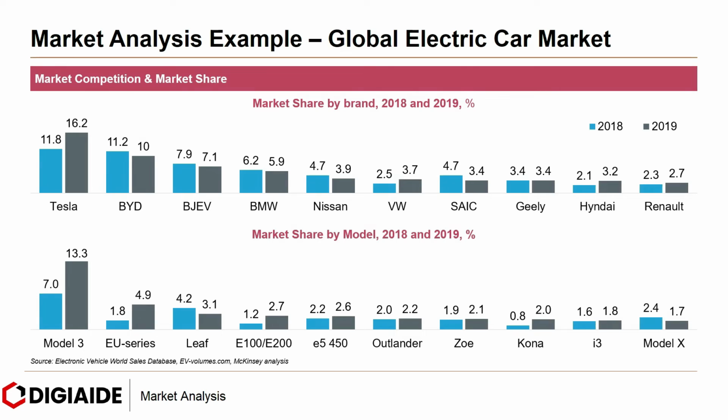Moving forward, market competition and market share. As indicated by the bar chart on top, Tesla was the brand with a 16.2% share in 2019. In 2018, its share was 11.8%. When it comes to market share by models, Tesla's Model 3 had a market share of 13.3% in 2019. Thus, it clearly indicates that Tesla is leading in the market.